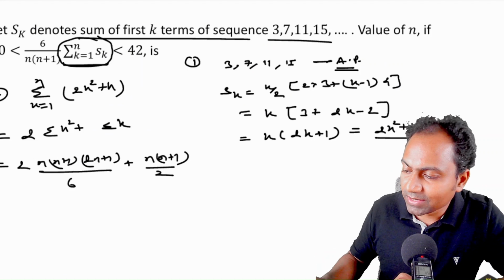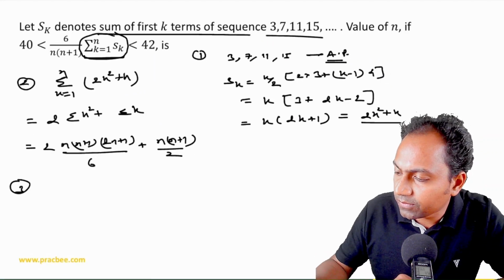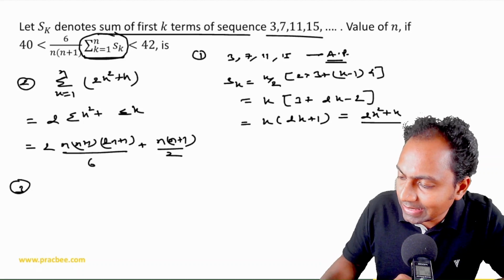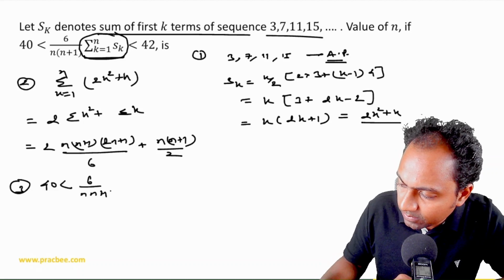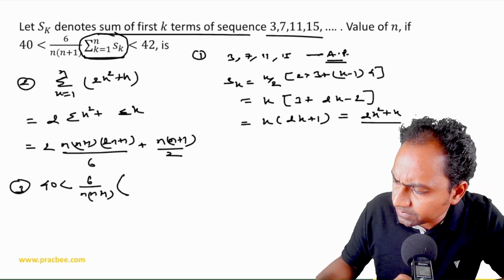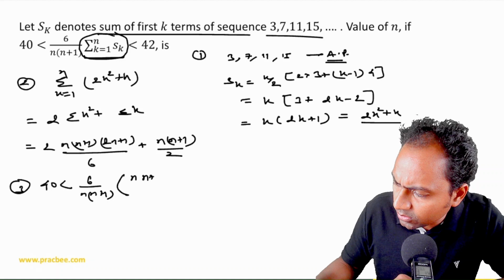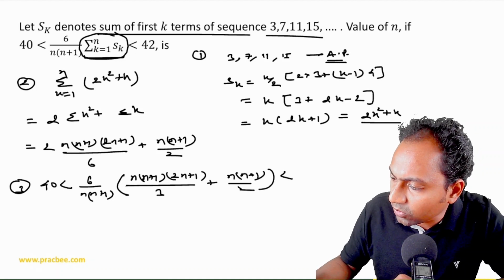If I solve it further, what you will observe is that in the third step, we can put this value of summation of k in this inequality, and if I do so, this becomes 6 upon n into n plus 1, and this value if I put, it becomes nothing but n into n plus 1 into 2n plus 1 by 3 plus n into n plus 1 by 2, and this lies between 40 and 42.